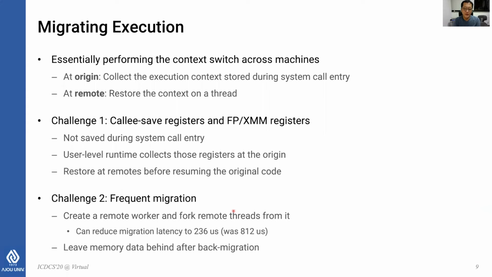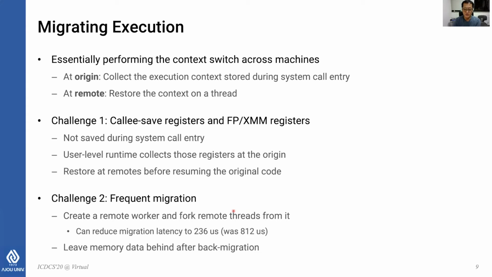First, DEX should migrate execution across machine boundary. To implement this feature, we leverage the machine mechanism to perform the context switch in the operating system. At the origin, where the process was first created, DEX collects the execution context of the calling thread. It is actually stored during the system call entry for the migration. This execution context is transferred to the remote node and injected to a newly created process. Now, we can replicate the execution context across the multiple machine boundary.